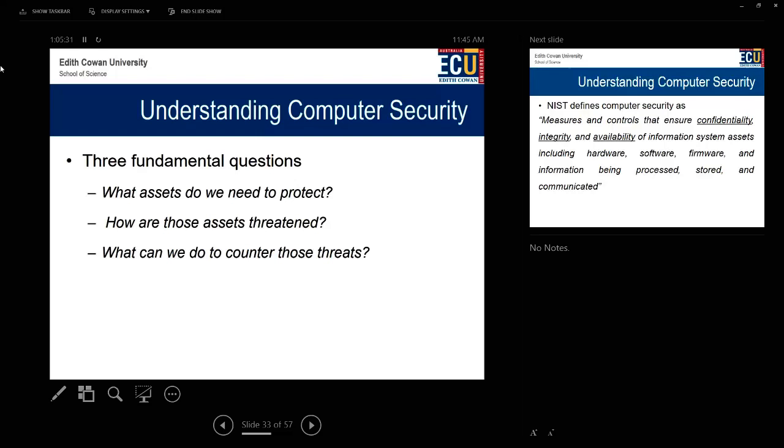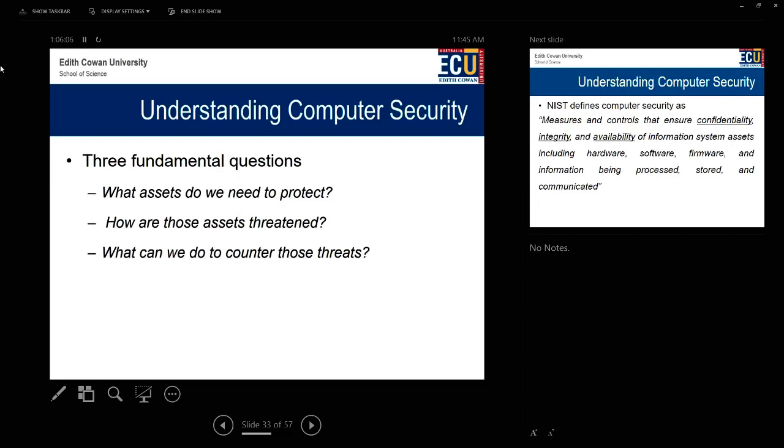We actually answered three fundamental questions in computer security. We try to find the answers to these three questions. What assets do we need to protect? How are those assets threatened? What can we do to counter those threats? So we need to have an understanding of what is critical in our system, what we want to protect, how those identified assets can be threatened, and how we can protect those assets from the threats that we have identified.